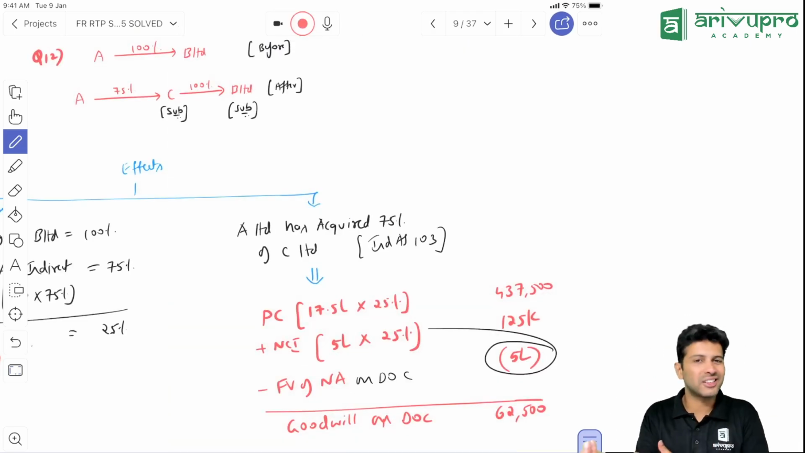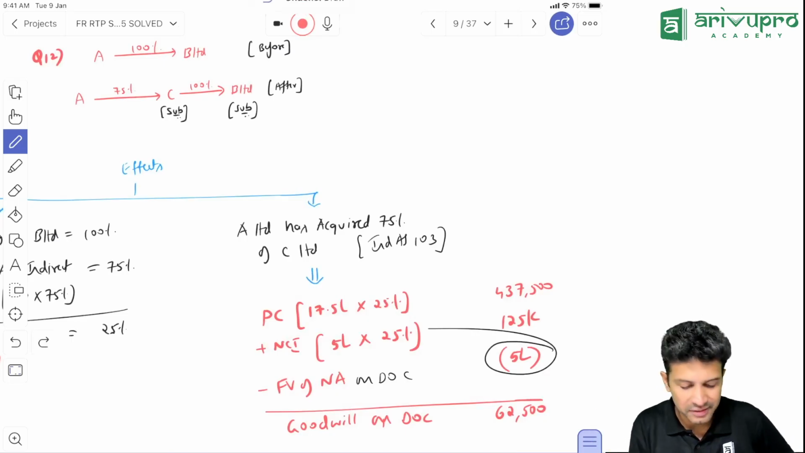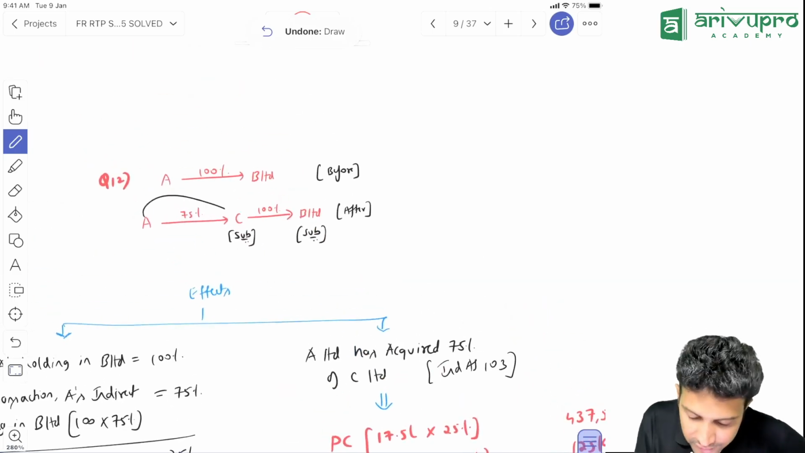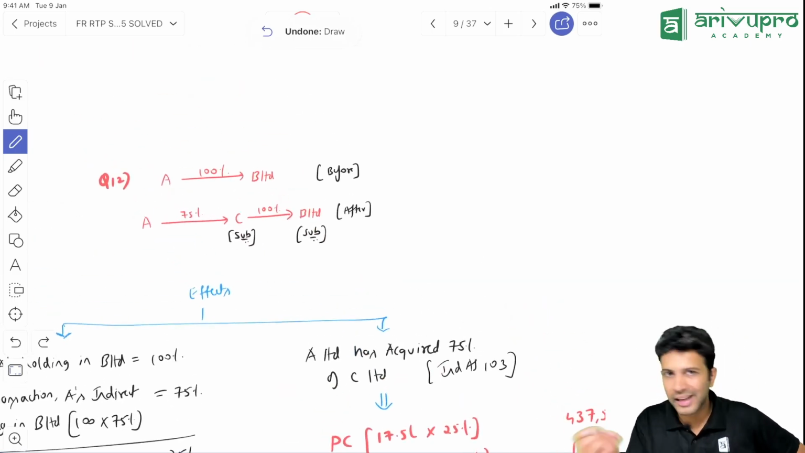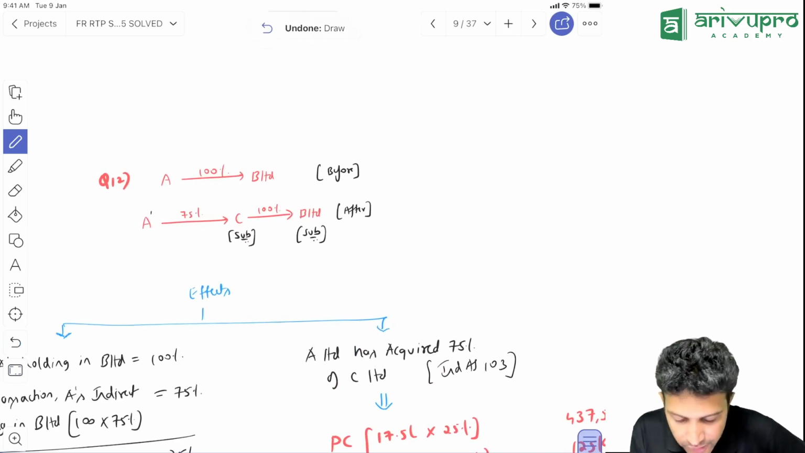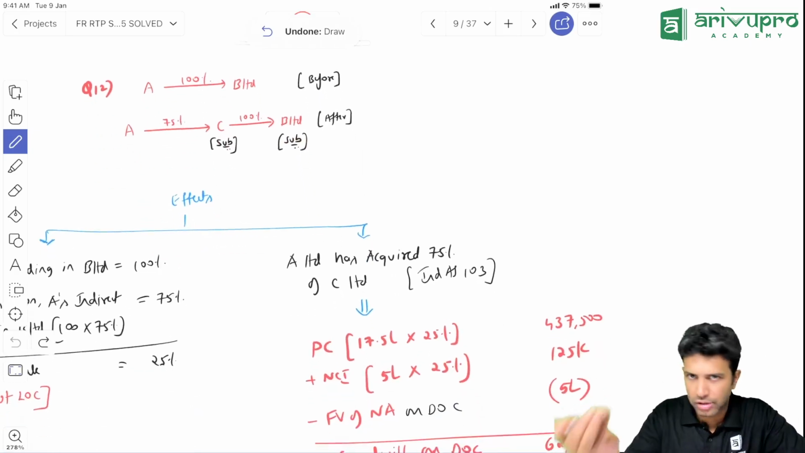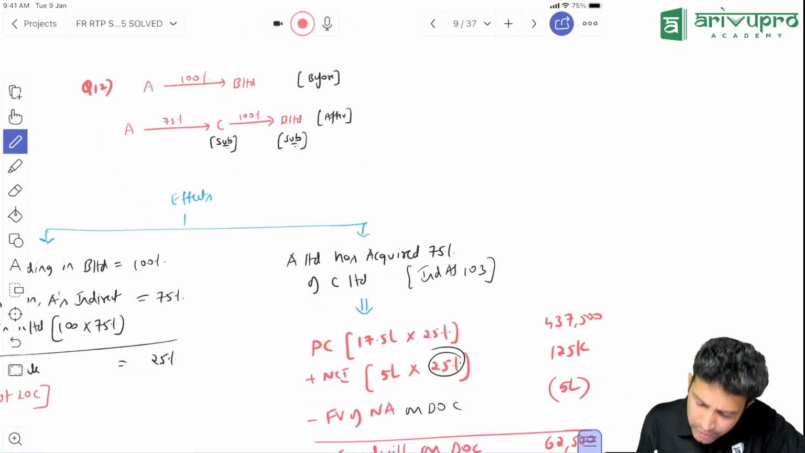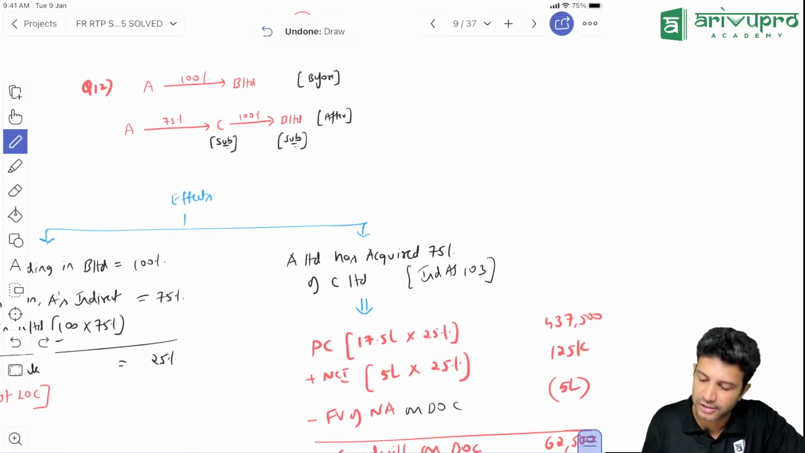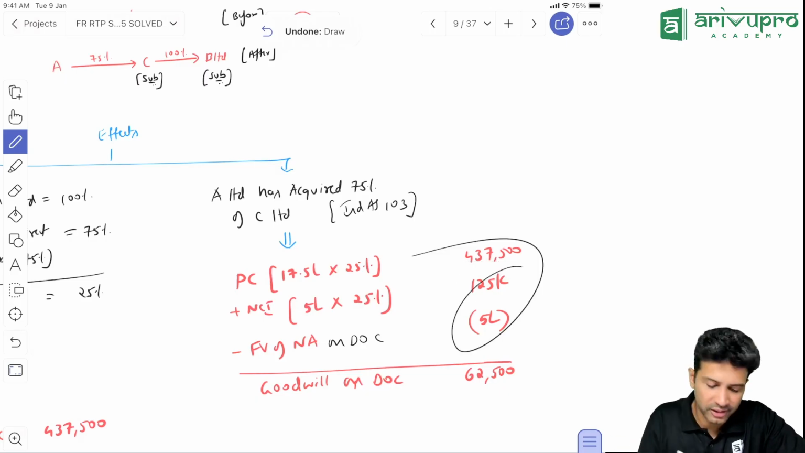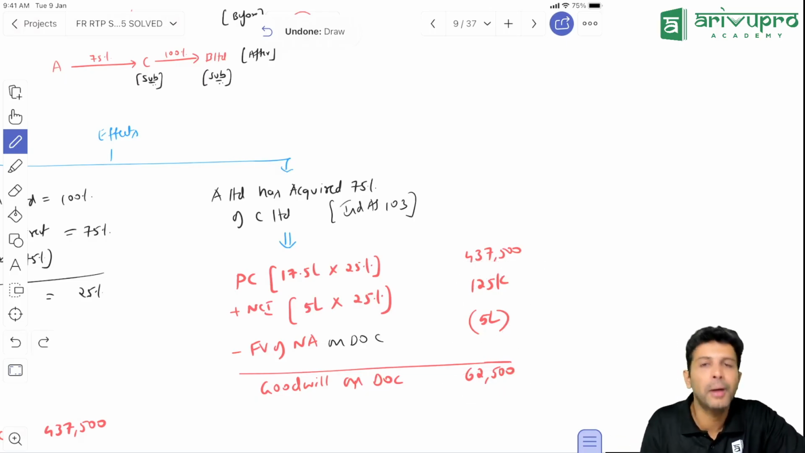Okay. And NCI is under the PSNA basis, so NCI will get a proportionate share of net assets. How much is the NCI's share? A has 75% in C, which means the balance 25% is held by others. Others is what we call NCI. So they will get a 25% share in net assets. Net asset is 5 lakh, and 5 lakh at 25% is this. That's all. Add this: a positive number is goodwill, a negative number is a bargain purchase gain.